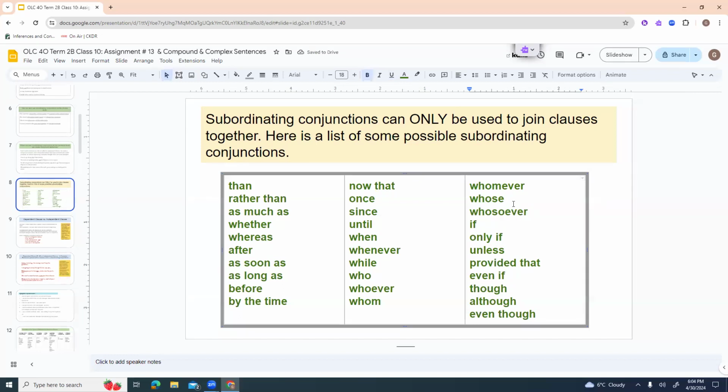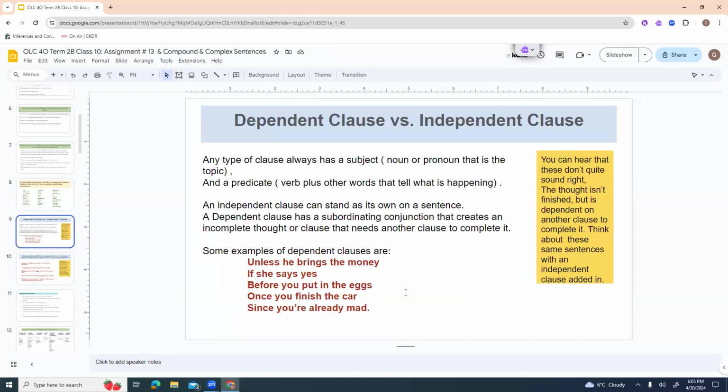If, only if, unless, provided that, even if, though, although, or even though. Those are some of the most common ones.